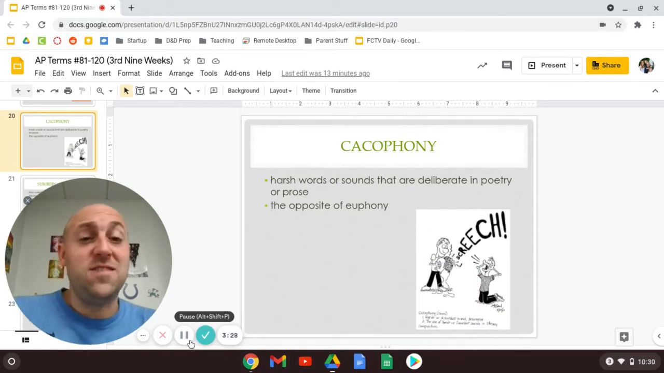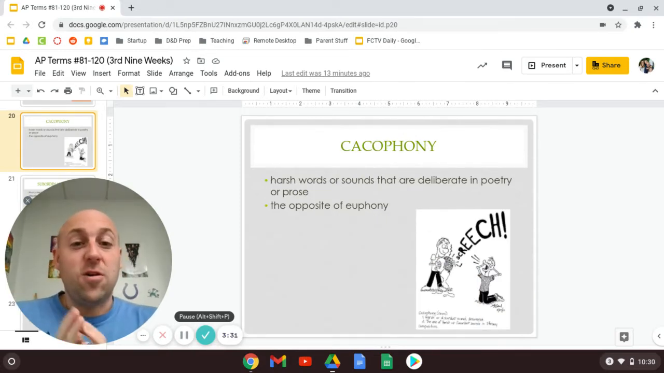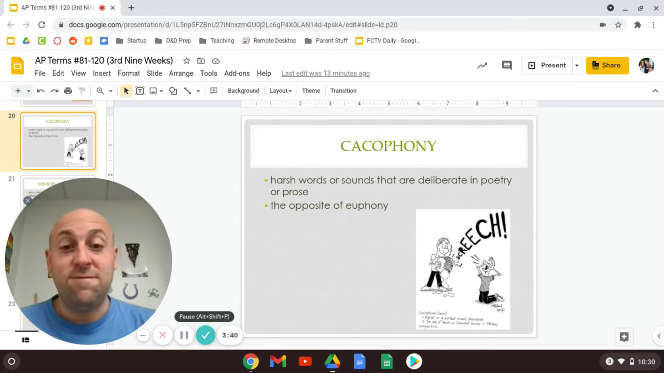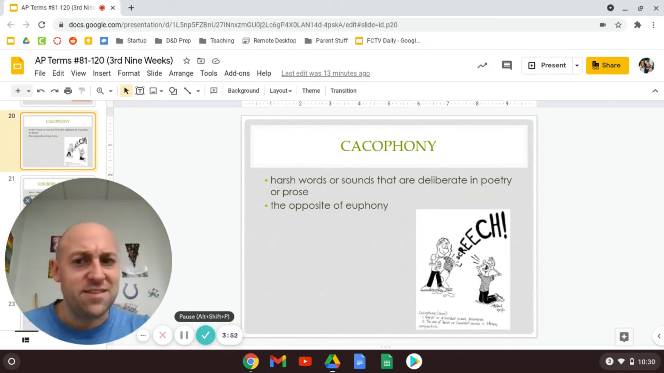Next up, we have euphony's ugly little brother, cacophony. These are harsh words or sounds that are deliberate in poetry or prose, right? When you put words together that sound harsh or unpleasant to the ear because you are trying to draw that feeling out of your reader. It is the opposite of euphony. The way I always remember this is that cacophony is the sound a crow makes, and it's a very unpleasant sound. Caw-caw! Caw-caw! It's not very pleasant. Please don't play that back and make a remix of it.